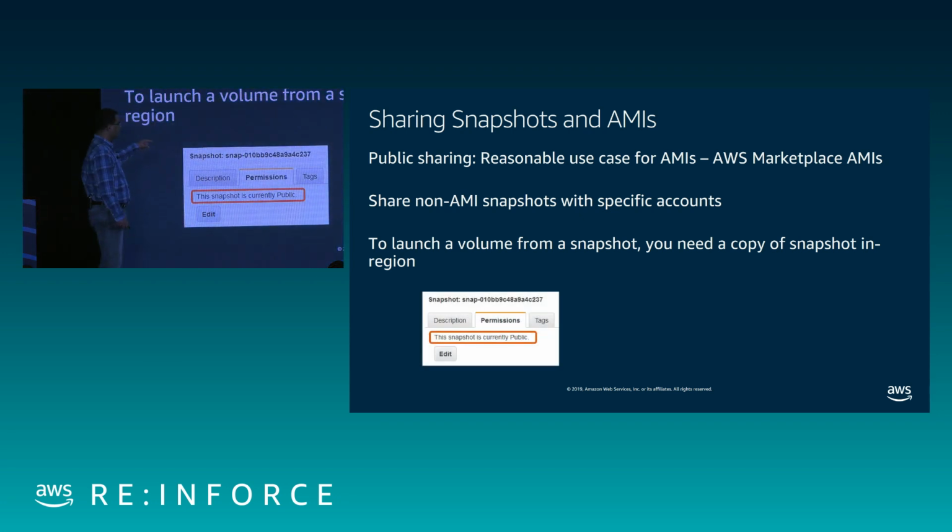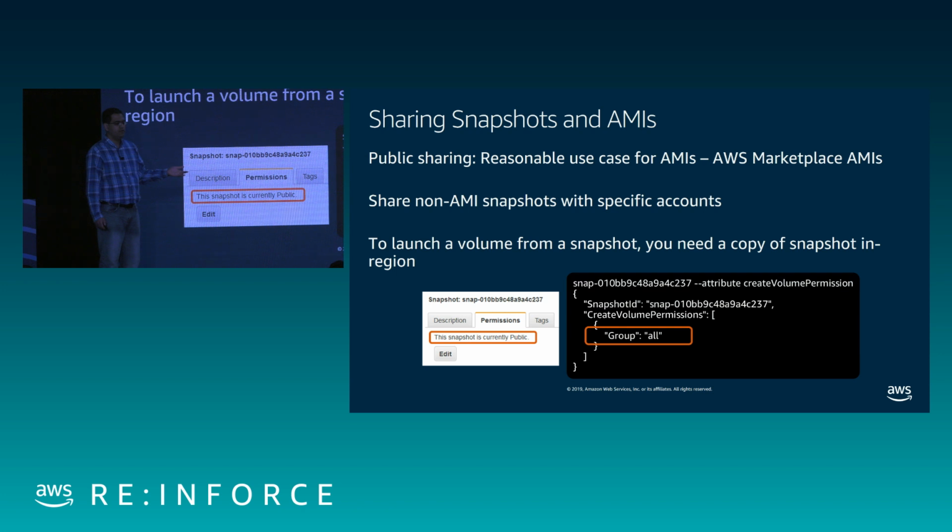So if you go in the EC2 console, right below in the snapshot itself, if you go to the permissions tab, you will get a descriptor that says your snapshot is currently public. Again, if you want to look at it through the CLI and you do a describe snapshot attribute, you will get a group all permission there that will indicate that your snapshot is public. Again, it's reasonable if it's an AMI related use case. In general, for snapshots, make sure you're sharing it with specific accounts.